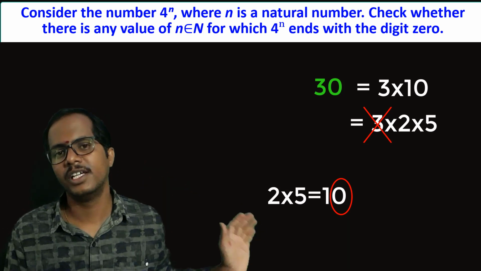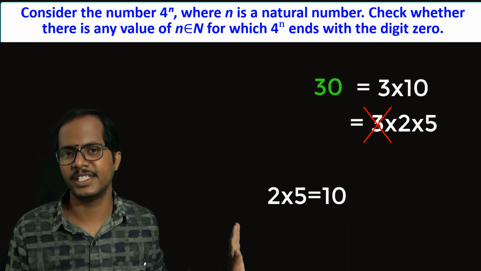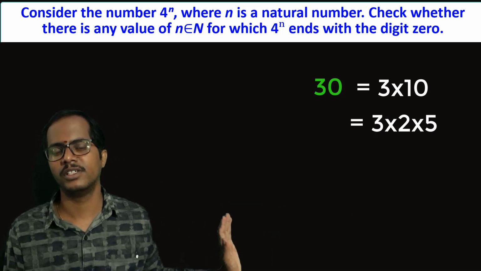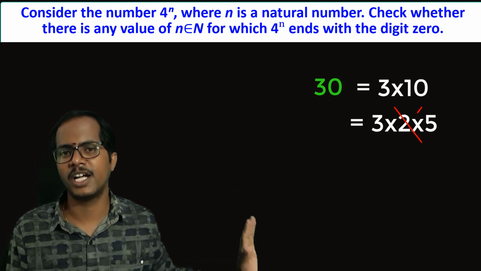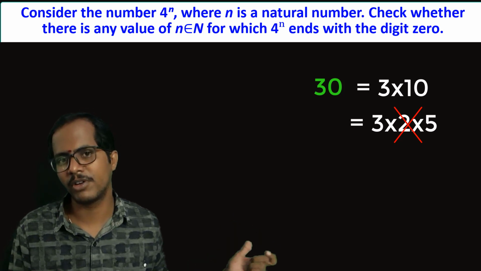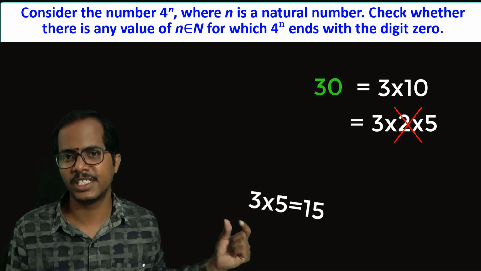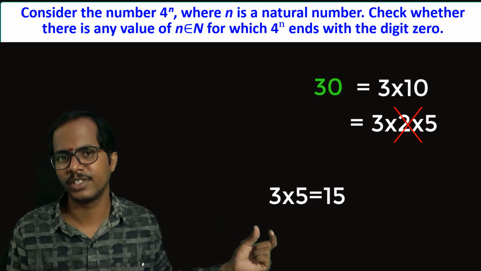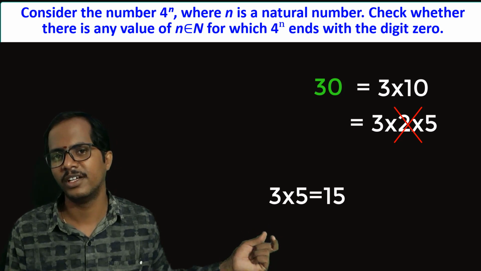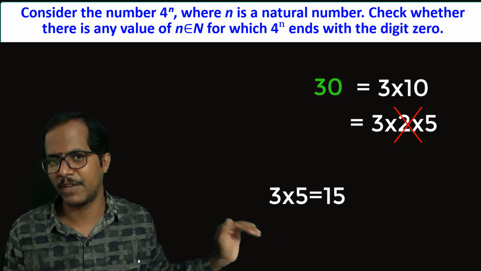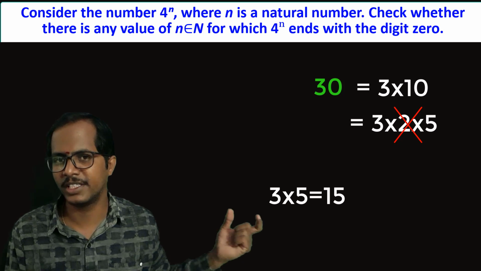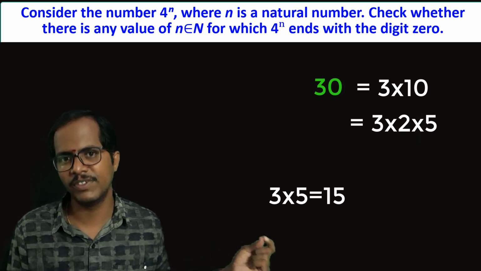So that means if 3 is not present in this prime factorization, the number is ending with the digit 0. Now let's suppose 2 is not present. Just simply take 3 and 5. Now what is their product? We get 15. Does this 15 end with the digit 0? No, the end digit is 5. So it is not ending with the digit 0. So when 2 is not present in this prime factorization, the product that we get by multiplying 3 and 5 is not ending with the digit 0.